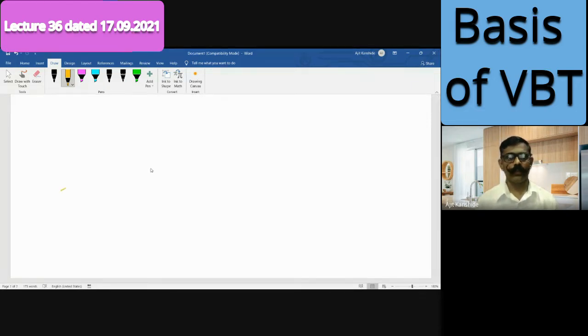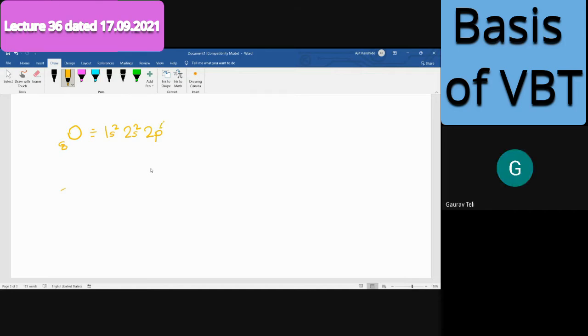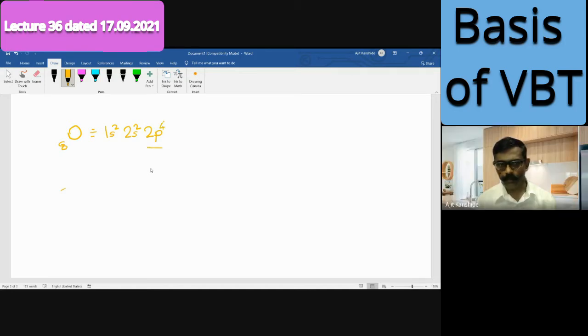If I consider oxygen, atomic number 8, what is its electronic configuration? 1s2, 2s2. How many electrons will be in the p orbitals? 4. Yes, 4 electrons will be there. So for the outermost subshell I represent its electronic configuration. It is a p orbital: px, py and pz. So 4 electrons, how can I arrange? First electron, second electron, third electron, and the fourth electron.